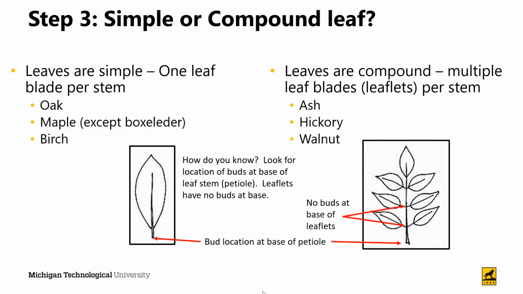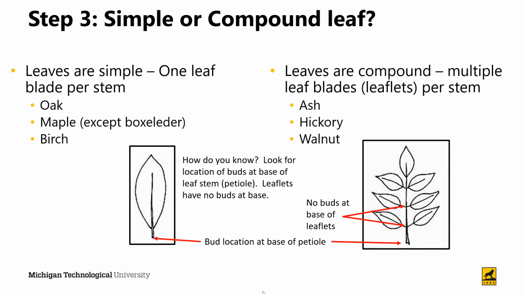Step 3 for quick tree identification once again pertains to the leaves of broadleaf trees. Many familiar trees, including the oaks and birches, have simple leaves, meaning that they have one leaf blade per leaf. Some trees have more than one leaf blade per leaf. They have multiple leaflets attached to a central stem that is attached to the twig. These are compound leaves. How can you tell if a leaf blade is a simple leaf or one of several leaflets of a compound leaf?